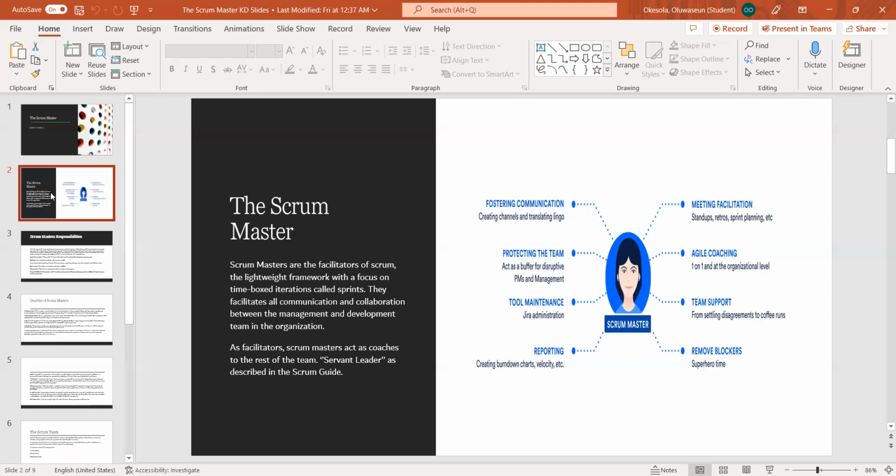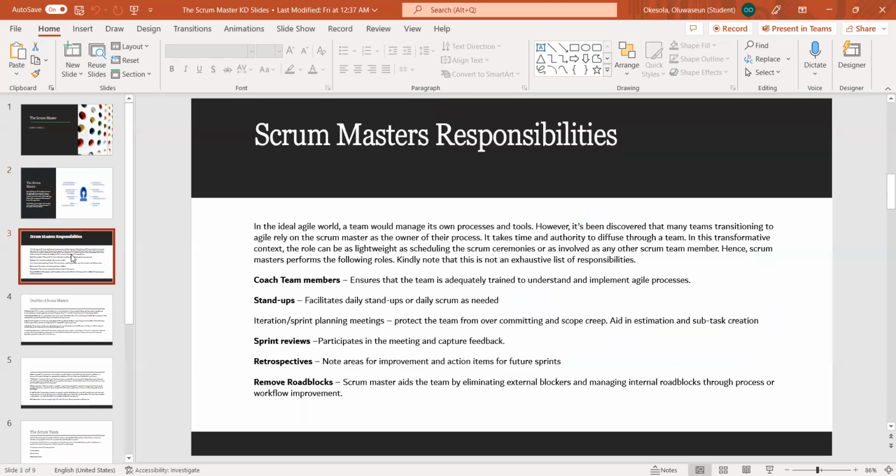However, if there are things they've made an attempt to do, but they are unable to do, then it is really the responsibility of the Scrum Master to ensure that these blockers are removed so that the team can effectively deliver on their jobs. So we move to the responsibility of Scrum Masters.